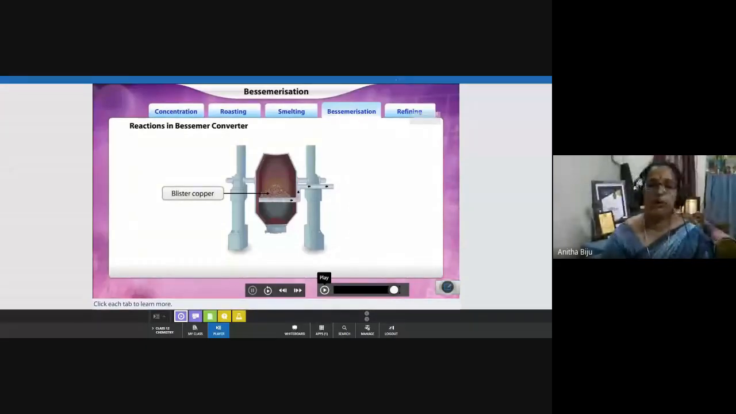Why is it called blister copper? Because sulfur dioxide escapes from the molten substance. Because of the escape of SO2, bubbles are formed at the surface. That's why it appears as blisters. That's why the product is called blister copper. The blister copper still has some impurities and has to be further refined in order to get pure copper.